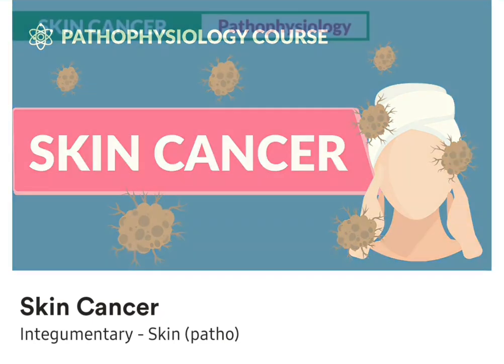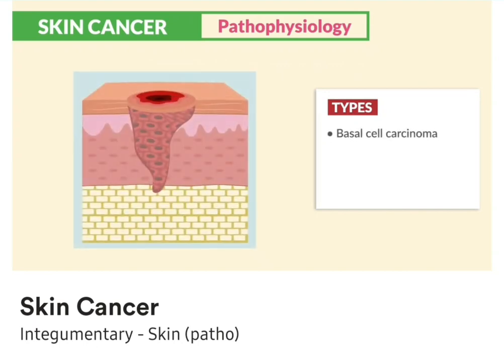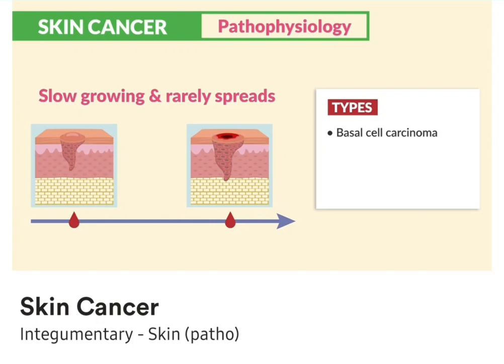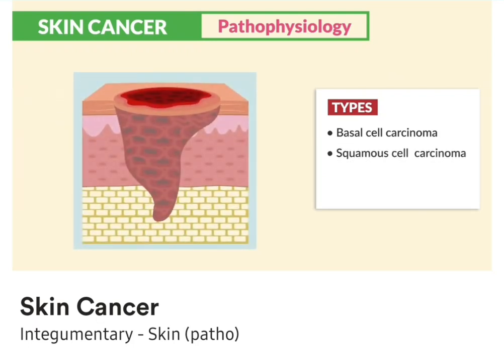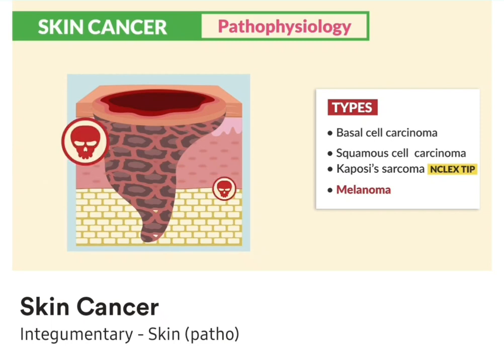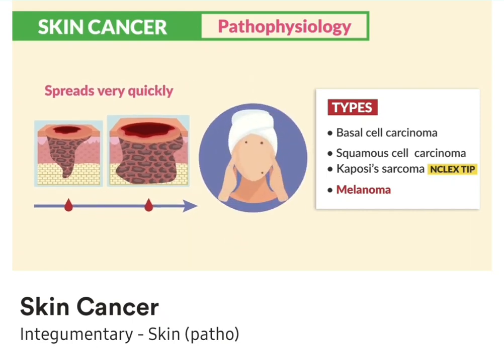Now for skin cancer. This is uncontrolled growth of cells within the skin, and we have various types. So basal cell carcinoma is the most common, but it's slow growing and rarely spreads. Squamous cell carcinoma is the second most common, and Kaposi sarcoma, which is a huge NCLEX tip. Write this one down. We see patches or lesions of abnormal tissue growth that look like purple, red, or brown skin blotches. So just know these key terms here. And the last one is melanoma, which is the deadliest form of skin cancer, since it spreads very quickly, involving moles. So we call it molenoma for melanoma.